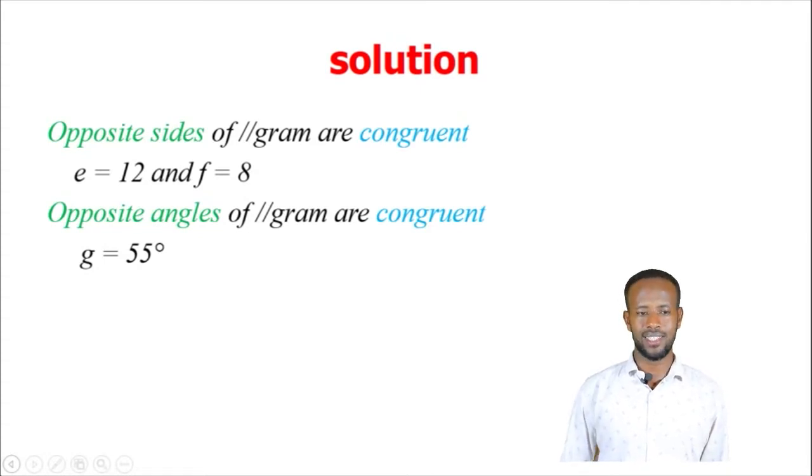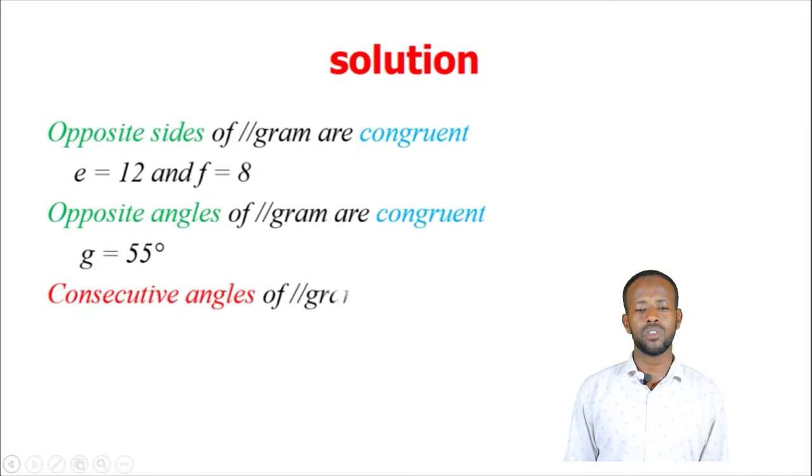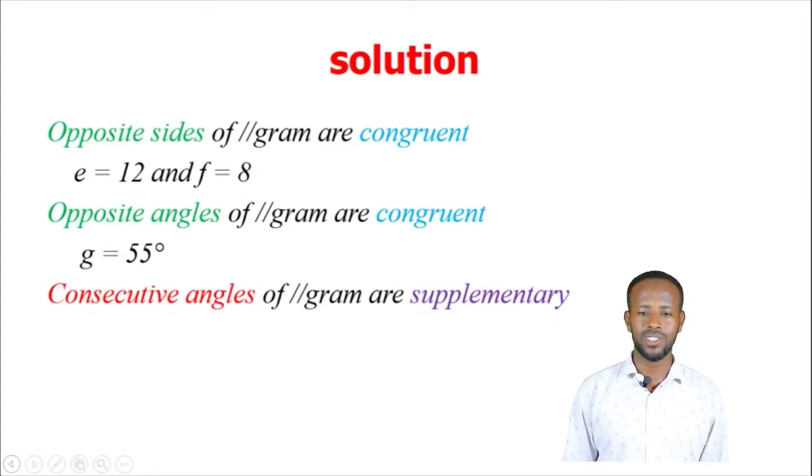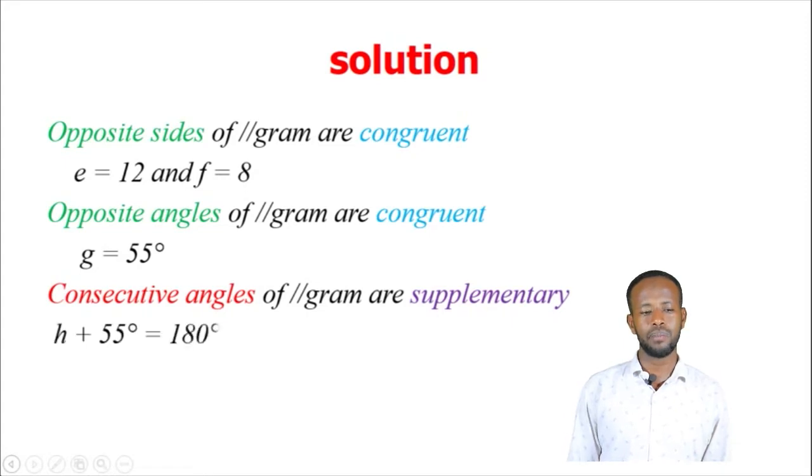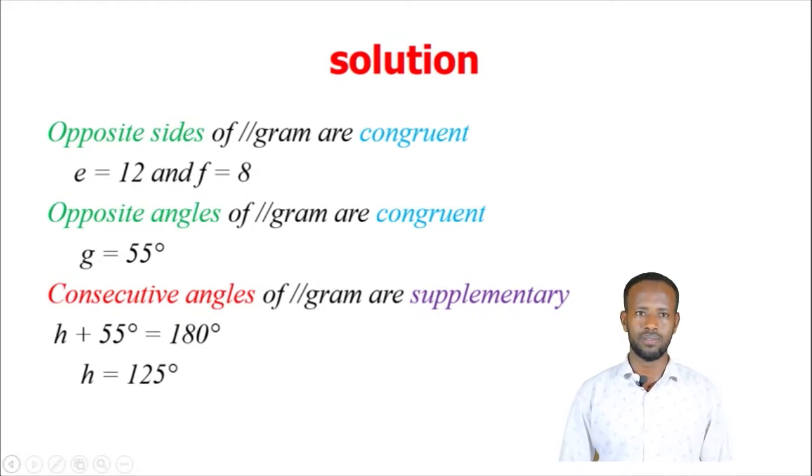And the last, consecutive angles of a parallelogram are supplementary. Do you remember what supplementary is? I hope that we have learned in chapter 5. What it was? They add up to 180 degrees. So this is another property of a parallelogram. So now we can say H plus 55 degrees is equal to 180 degrees. So H is equal to 125 degrees. So these are the values we were asked to find.